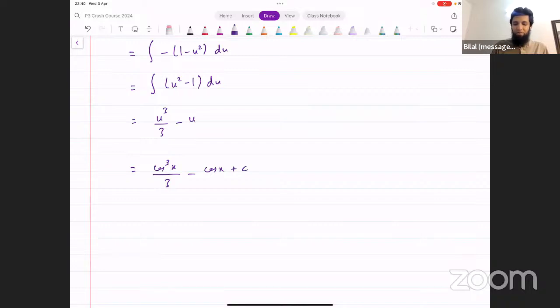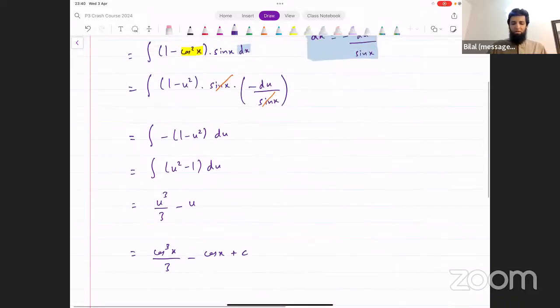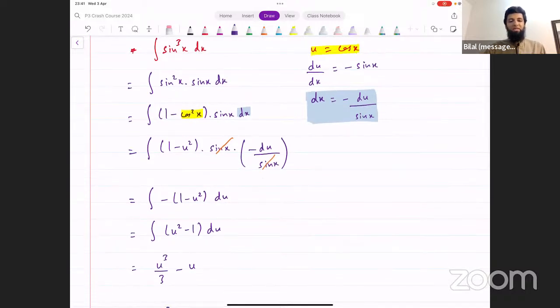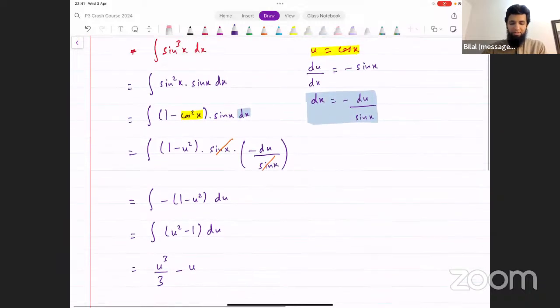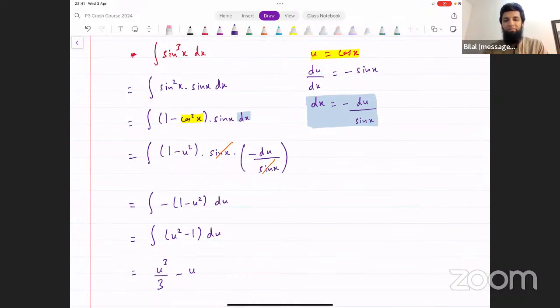Now, if you had some limits here instead, you could just change the limits to u as well, and just input the limits here. But in this case, you were supposed to find the integral at the end in terms of x. So that's why you have to put that substitution back. In place of u, you put cos x here again. So this is how sine cube x is integrated. They will give you a substitution in this case. They will give you what substitution to use.